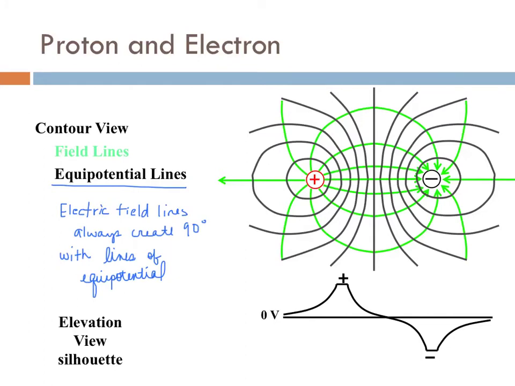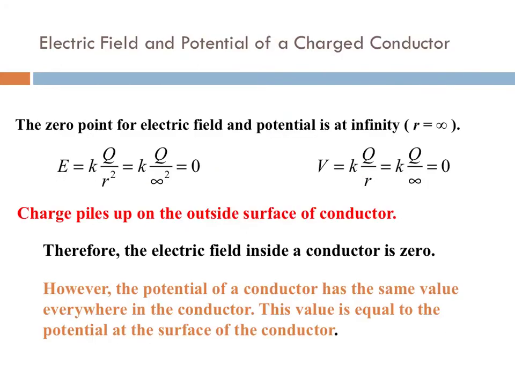Again, my electric field lines always create 90 degrees with lines of equal potential. So you see 90 degrees here, 90 degrees here. Anytime that my electric field lines cross a line of equipotential, it will be at 90 degrees. So we saw that the 0 point for electric fields and potential is at infinity. So if our distance is infinitely far away, then our electric field will be 0, and so will our potential.